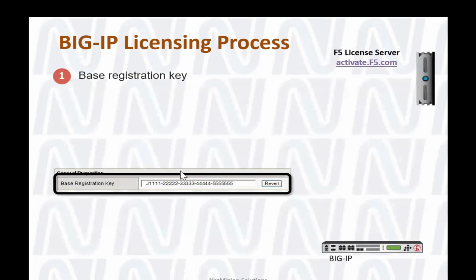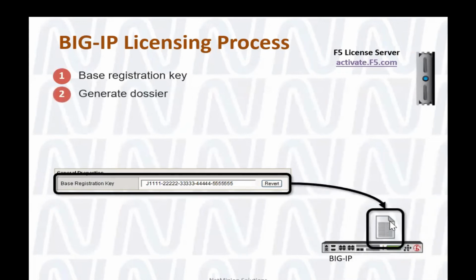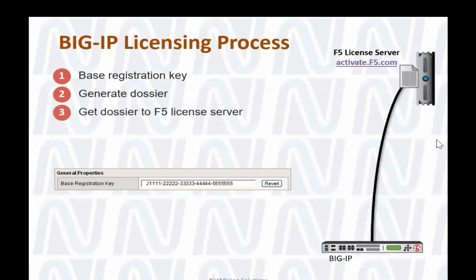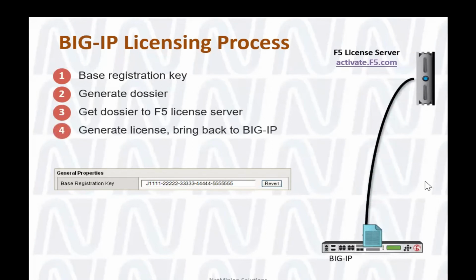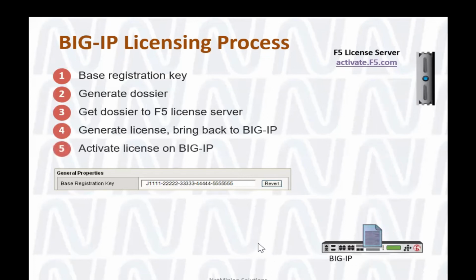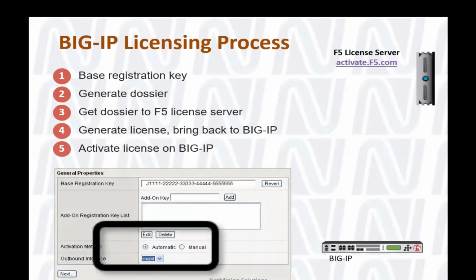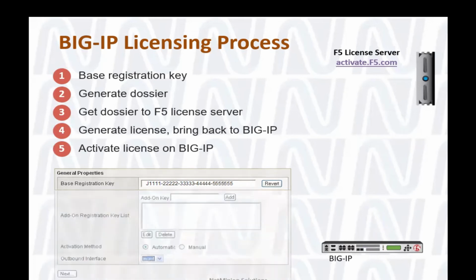What you need to do? You need to put this key into your F5 box, and the F5 box will generate something named a dossier file. As I told you, it will generate the dossier. You need to put this dossier on the licensing server. From the licensing server, you will get a license. You need to put back this license on your Big IP system, and then you need to activate the license. That is the end-to-end part which you need to do.